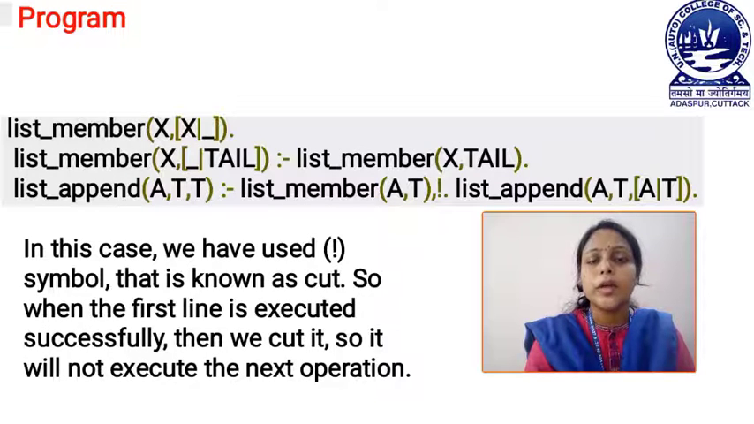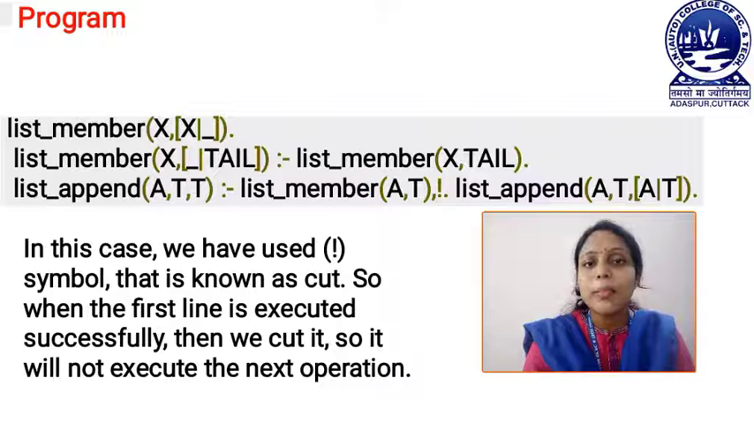Now look into the program. In this program, first of all we use the list member operation. That means first of all we check whether this element is present in our list or not. For this reason we use the list member operation, and this operation checks whether this element is present in our list or not. The first predicate checks whether this X element is present in our head, and the second list member predicate checks whether X is present in our tail.